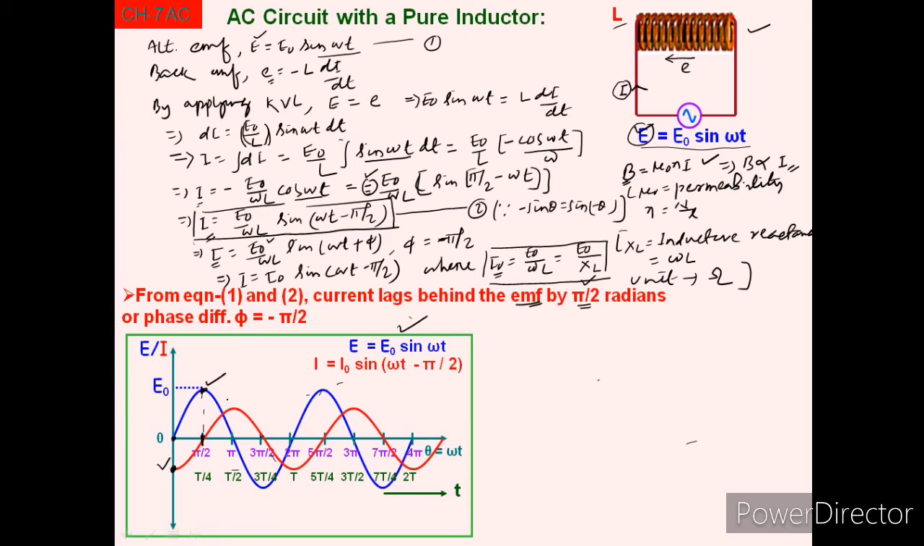Now in the graph, what is to be noticed is that whatever value is achieved by the alternating EMF, those values are achieved by the current after a phase of pi by 2. How? For example, the alternating EMF has minimum value at phase angle 0, and that value is achieved by the alternating current after a phase of pi by 2.